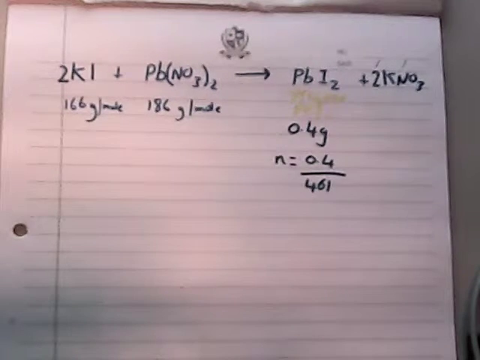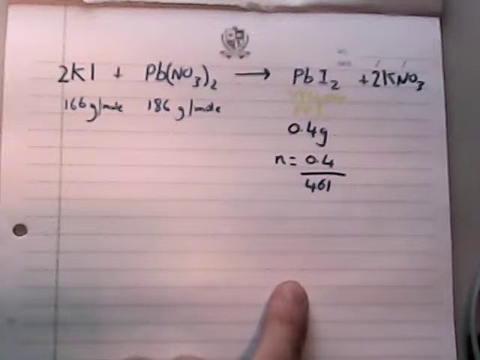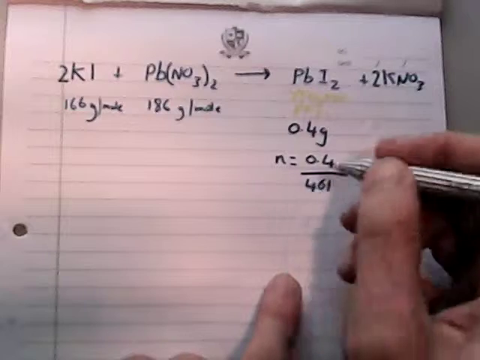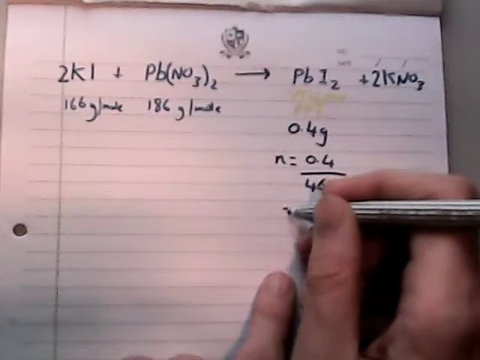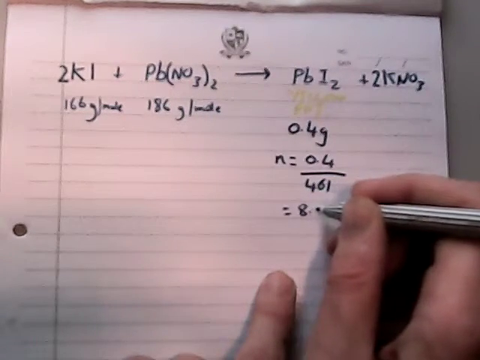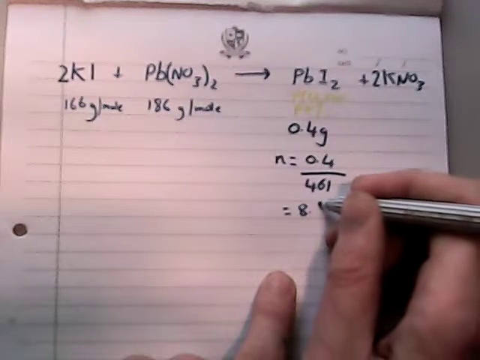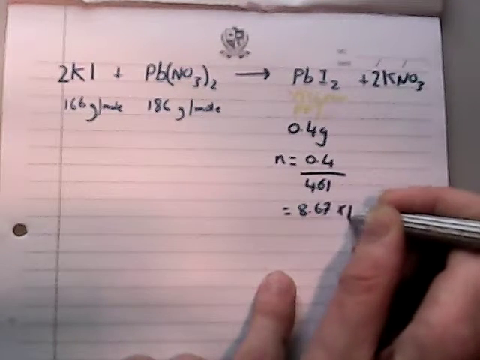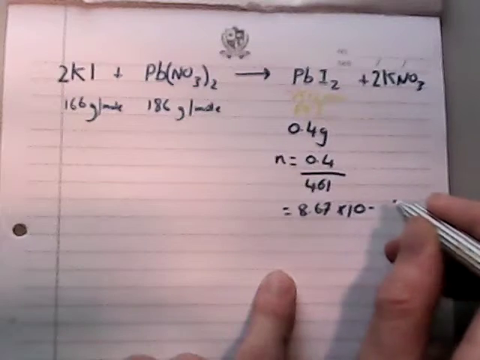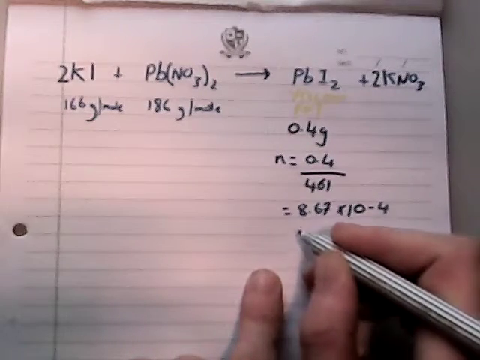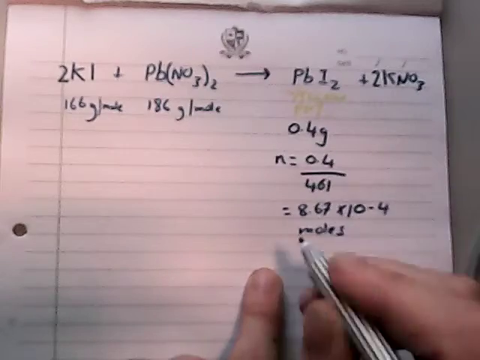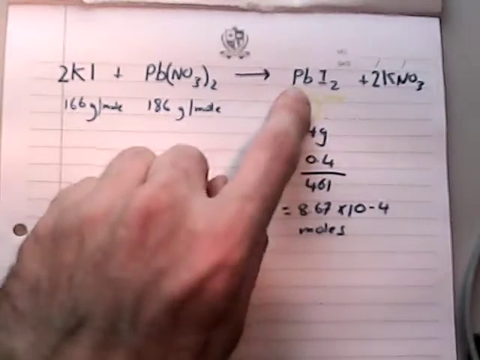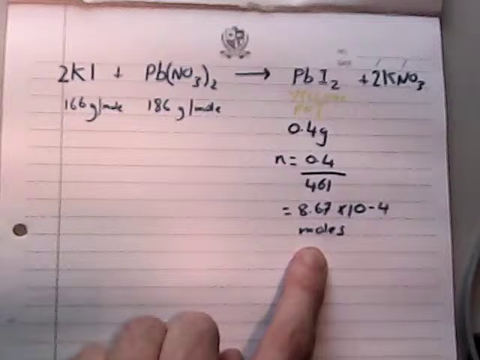So write out each step, and also you need to put it in your calculator, obviously, but write out each step so you know exactly what each amount is. So here you're going to have 8.67 times 10 to the minus 4, and that's moles. We'll keep it below the lead iodide, so this is obviously moles of lead iodide.